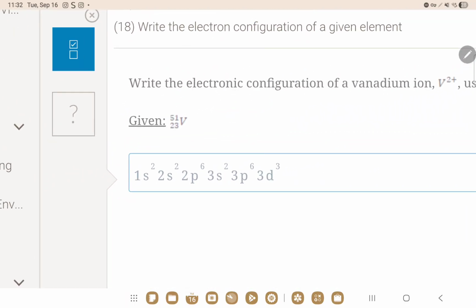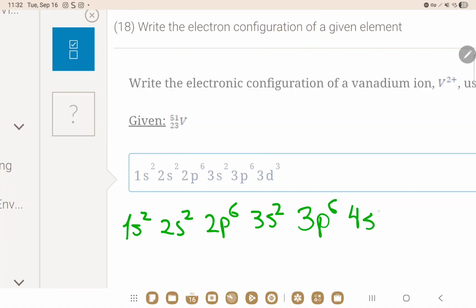So, electronic configuration of an atom. First, you write the normal one: 1s2, 2s2, 2p6, 3s2, 3p6, 4s2, and 3d3. Now, it's vanadium 2 plus.